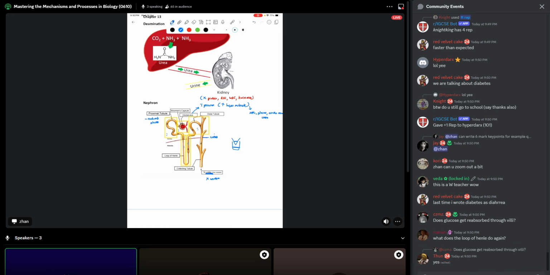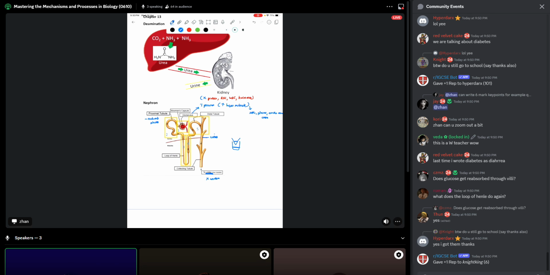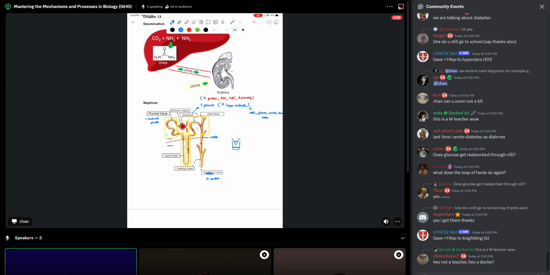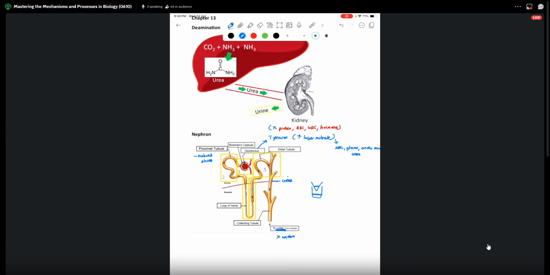Does glucose get reabsorbed through the villi? Yes. The loop of Henle will basically make the urine a bit more concentrated, because some parts of the wall are permeable to particular substances. You do not need to know much for this IGCSE. If you are interested in studying biology further, you should learn this in the future.